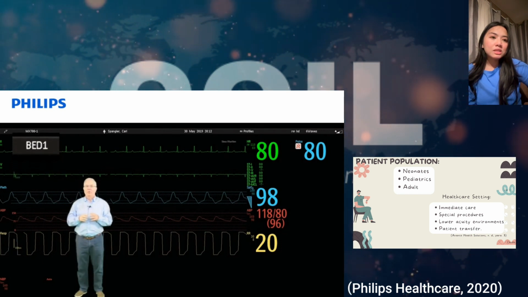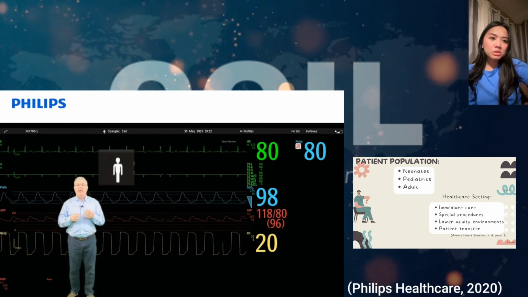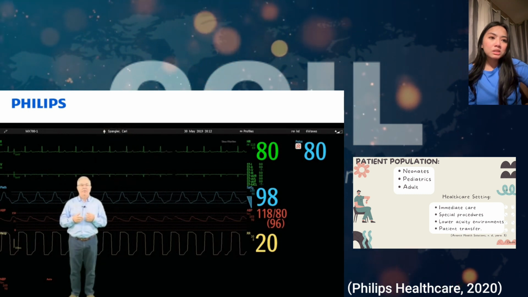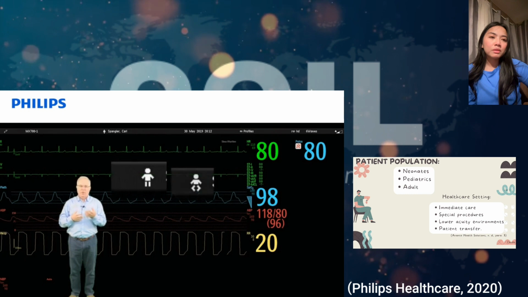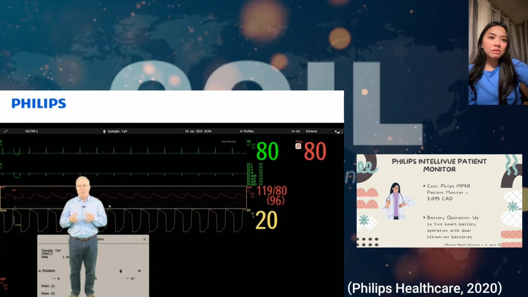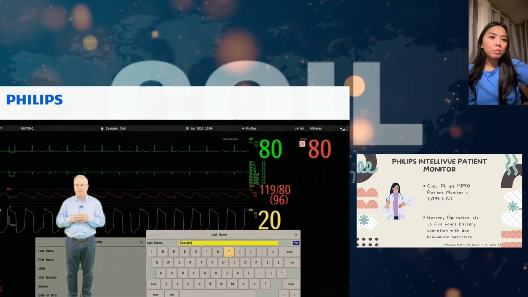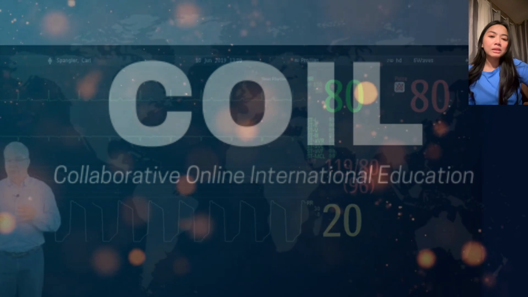And for the healthcare setting, we are using it in immediate care, special procedures, lower acuity environments, and also with patient transfer. The Philips IntelliVue Patient Monitor costs 3,095 Canadian dollars and the battery operation lasts up to 5 hours with dual lithium-ion batteries.